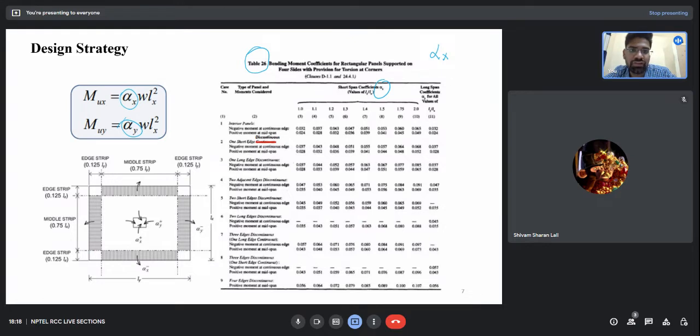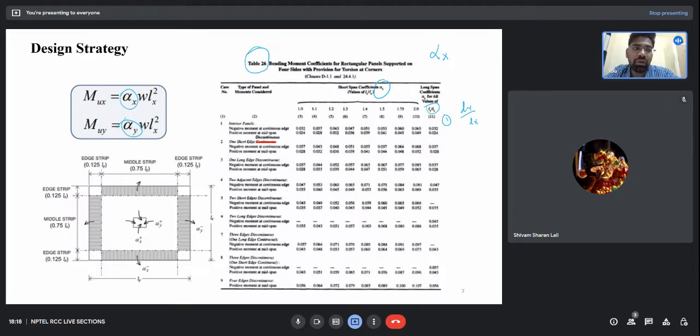The first point is that the shorter span coefficient depends upon the ratio Ly by Lx, while the long span coefficient does not depend upon Ly by Lx. It is constant, depending upon the type of continuity we have in the slab. This is the first point.